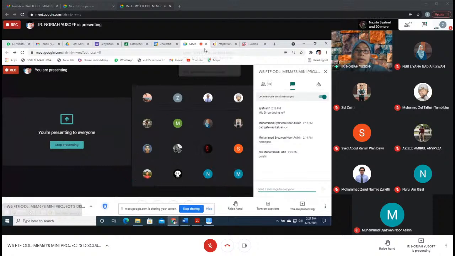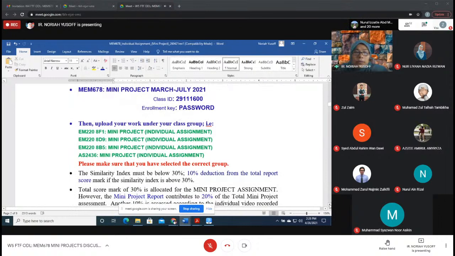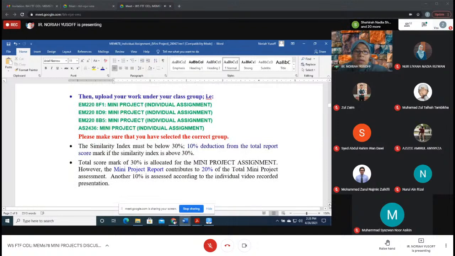Then, I will read through the instruction again. So in your case, you upload your work under this folder, EM220858F1. Okay. Now further to the instruction again. So I make it very clear here. Please make sure that you have selected the correct group. Group yang betul eh. So this is the second reminder. So the similarity index must be below 30%. Anything more than 30%, 10% deduction from the total report score mark will be penalized. So saya akan deduct 10%. Say you get 20, if 10% then minus 2. Banyak tu.